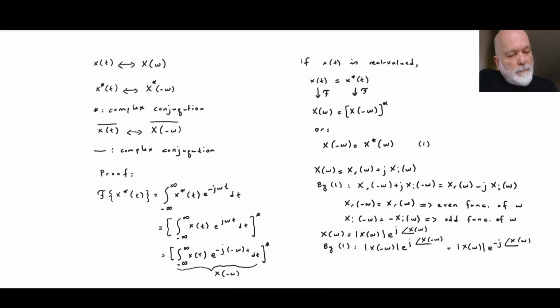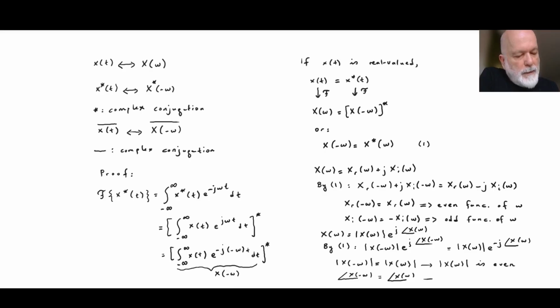Therefore, we see that the magnitude of X of minus omega is equal to the magnitude of X of omega, implying that the magnitude of X of omega is an even function of omega, and the phase of X of minus omega is equal to minus the phase of X of omega, sorry, we have a minus sign here, implying that the phase of X of omega is odd.